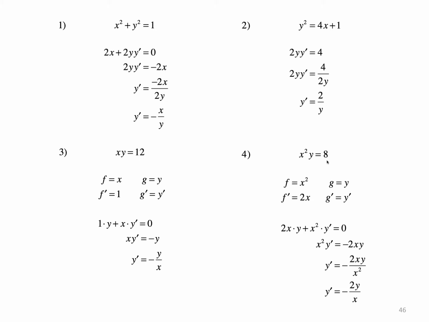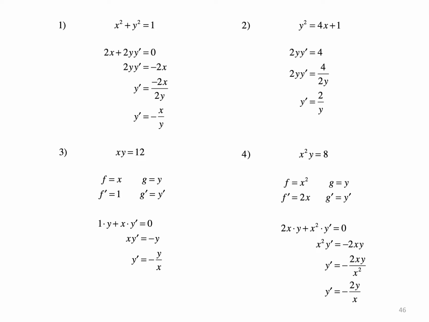And finally, the last uses a product. The first factor is x squared, so that's f. Its derivative is 2x. And the second factor is y, so g is equal to y, and g prime is y prime. And then we arrange those using the product rule. F prime g plus f g prime, and the 8, of course, differentiates to 0, and so then you can follow the rest as we solve for y prime.